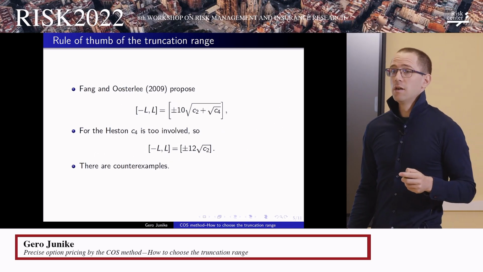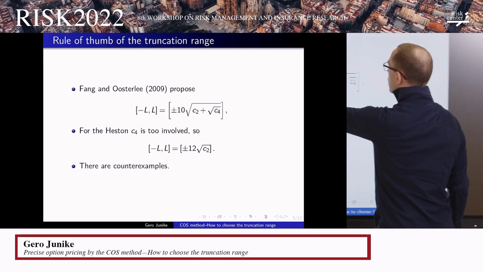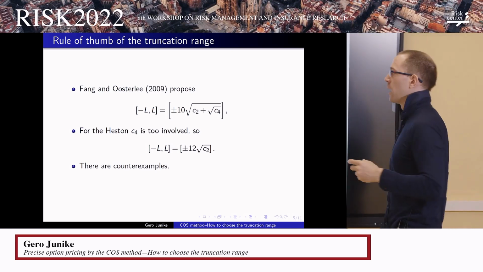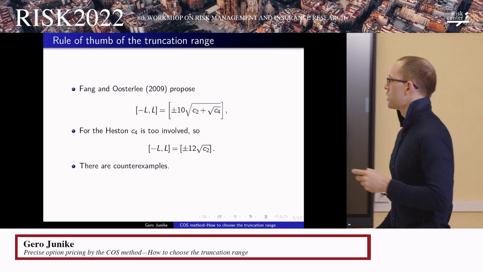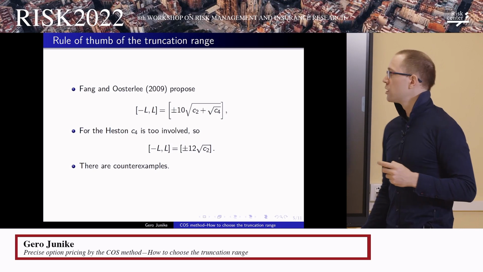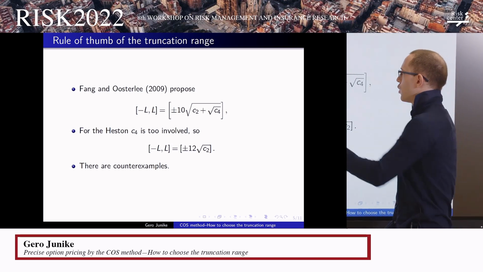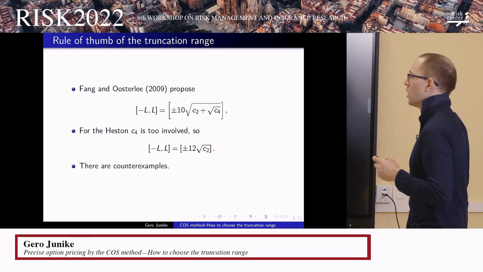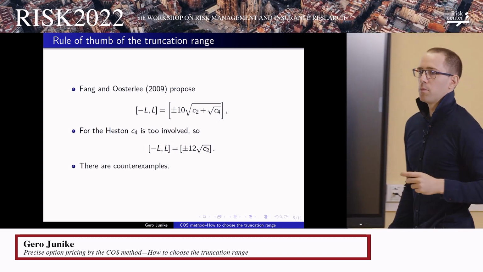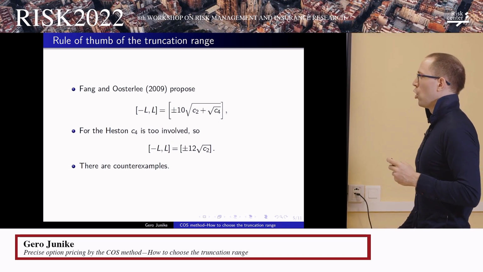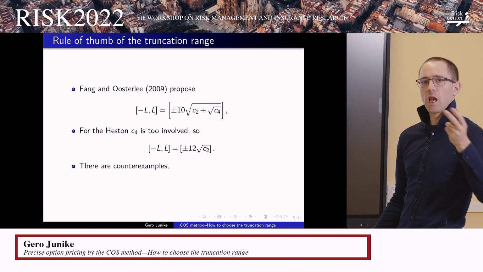Now the question is how to choose the truncation range minus L to L. And Fang and Oosterlee proposed some rule of thumb. They suggested to choose the interval minus L to L by plus minus 10 times the square root of the second cumulant plus the square root of the fourth cumulant. And for the Heston model, the fourth cumulant is too involved. So for the Heston model, they suggested to define L by 12 times the standard deviation of x. So 12 times the standard deviation of x, that sounds like a pretty large interval.